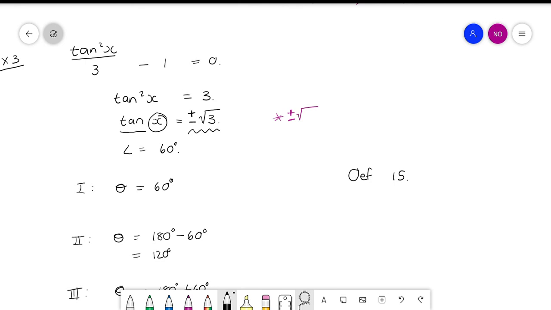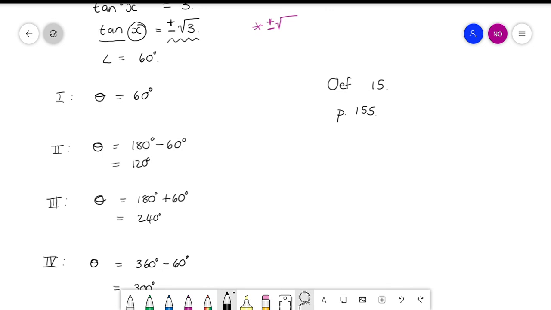Okay, so on page 155, I want you guys to do number 4, number 6, number 8, and number 9. Number 9 is one with a square.